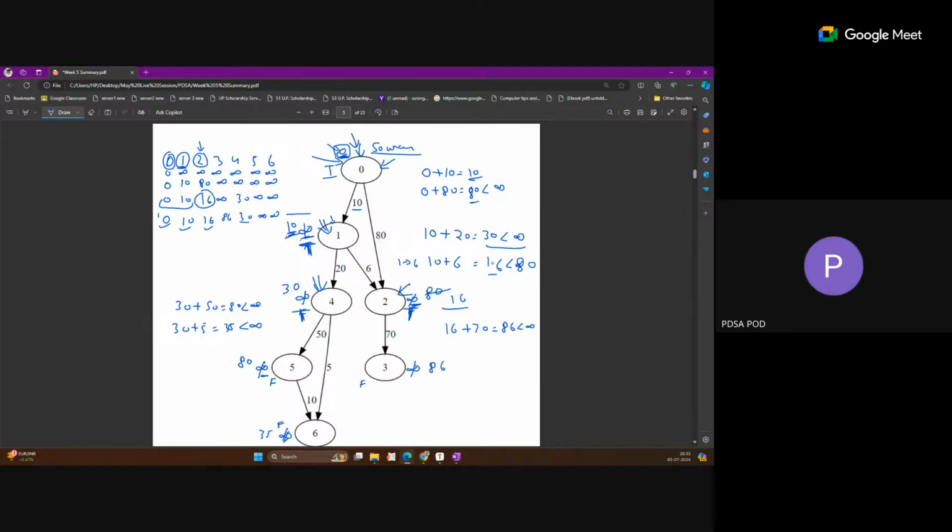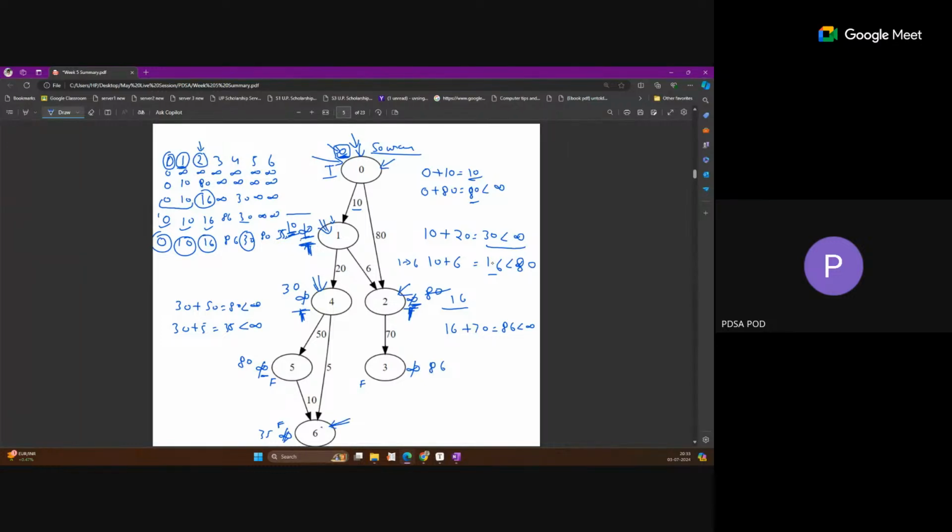So now this is the next updation. So 0, 10, 16, and this is 86 and 30, and 5 has become 80, and this 6 is now 35. Okay, now this is already done, this is done, this is true, and this is also marked as true. Now remaining are 3, 5, 6. So which one is the smallest? Then 6. So this node will be selected next for the traversing.